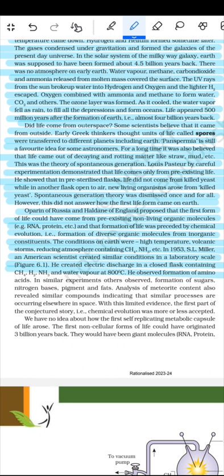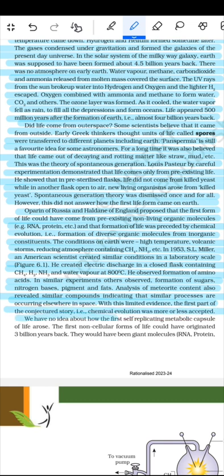He observed the formation of amino acids in a similar experiment. Others observed the formation of sugars, nitrogen bases, pigments and fats. Analysis of meteorite content also revealed similar compounds, indicating that similar processes are occurring elsewhere in space. With this limited evidence, the first part of the conjectured story, that means the chemical evolution, was more or less accepted.